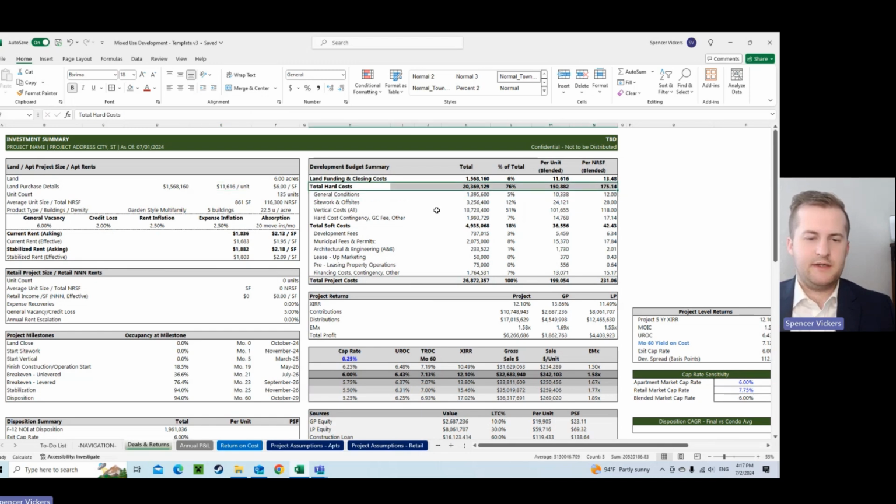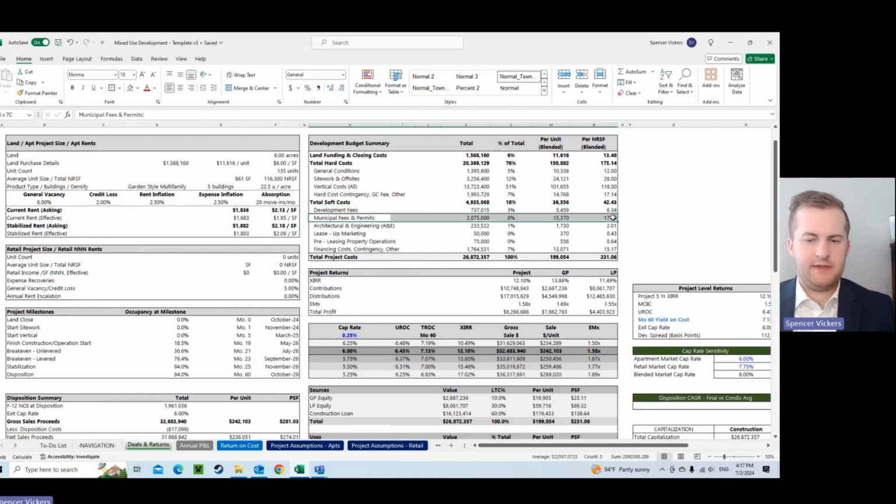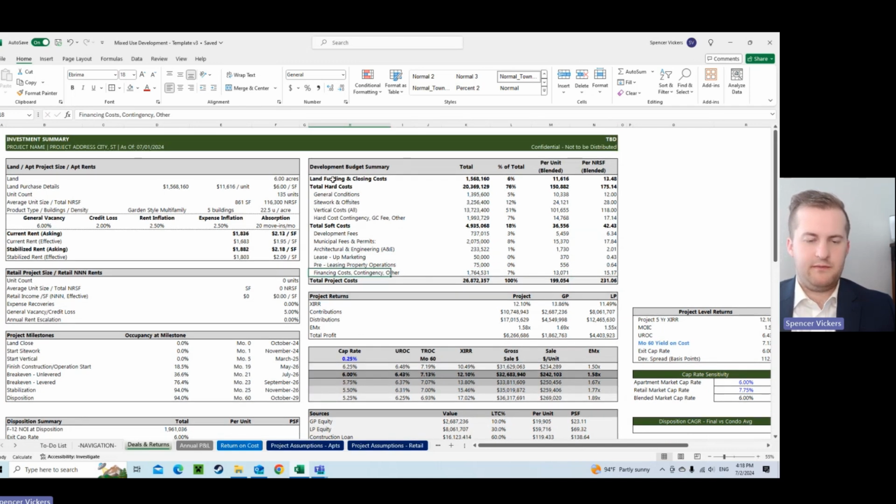As far as hard costs go, these hard costs look okay. Maybe for this size of community, these might be a little skinny, but just something to confirm with the general contractor. Soft costs, development fees look normal. Municipal fees look okay. A&E is maybe a little low. Marketing for the size of community is probably okay. And then coupled with pre-leasing, all that looks fine. So the development budget generally looks okay.